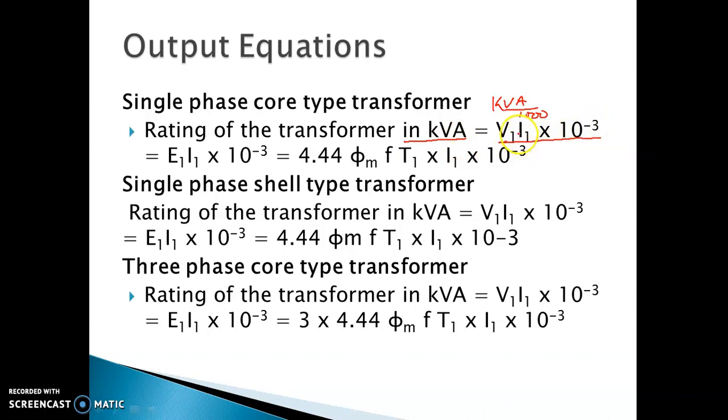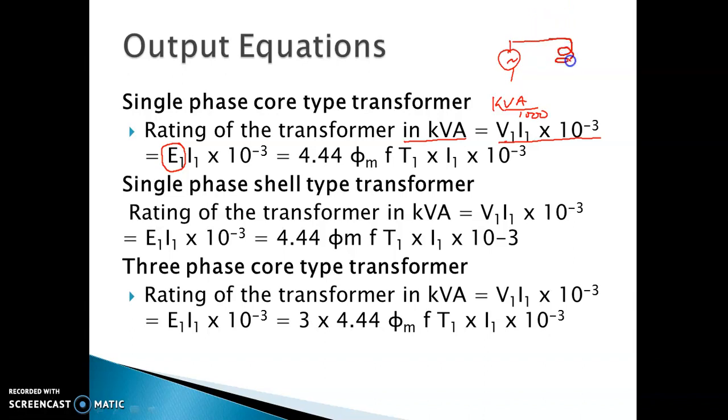This is on your primary side. The rating on the primary side and the secondary side of a transformer is the same. V1 you can also write as E1 in the case of an ideal transformer. V1 is the supply voltage here, and E1 is the induced EMF.